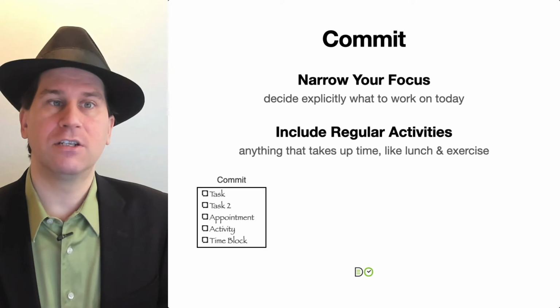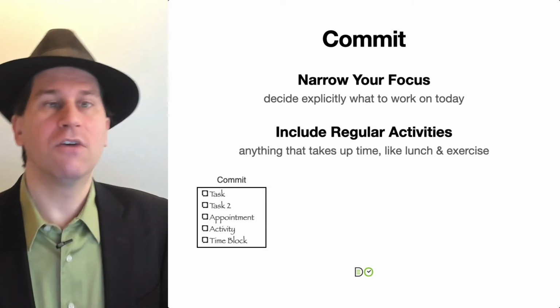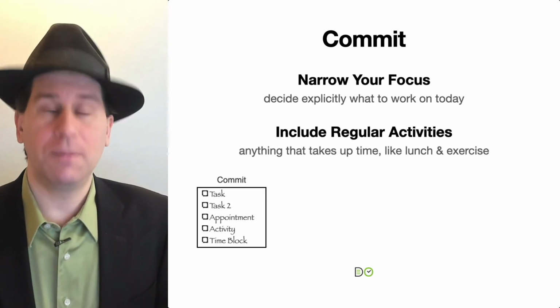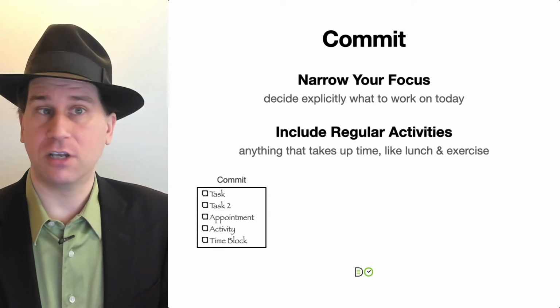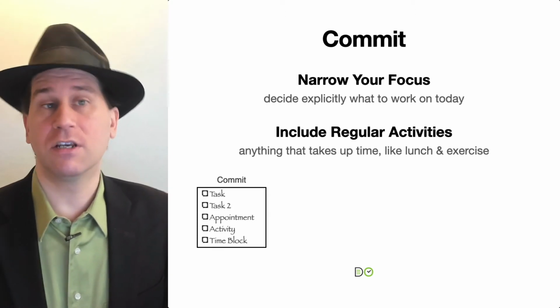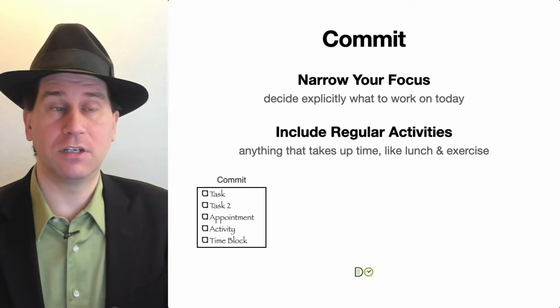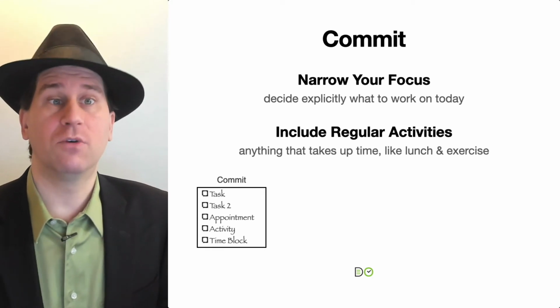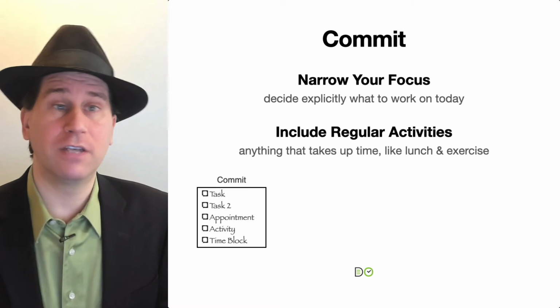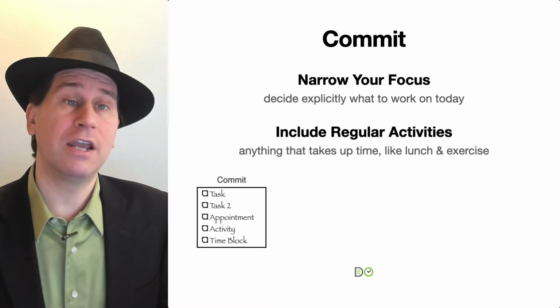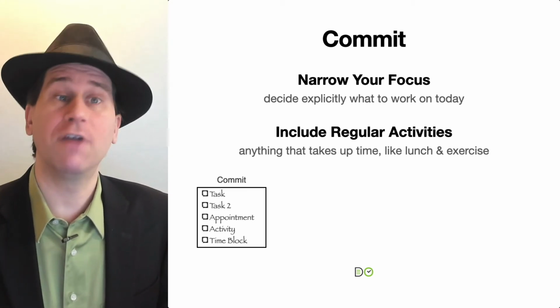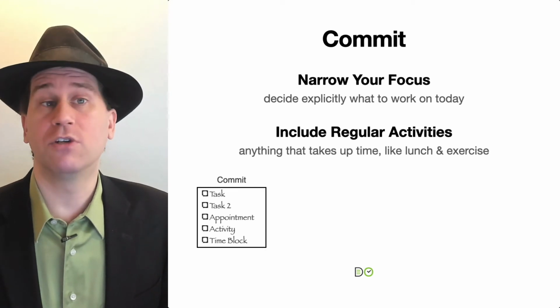Now, a key to this is that we want to also include any regular activities that take up time in our day, things like lunch and exercise. And the reason is this is a day planning method that is going to account for time. It's a time management method. And so if we don't account for everything that takes up time in our day, we're going to have an inaccurate sense of how much time we have available in our day, and we're going to overcommit.